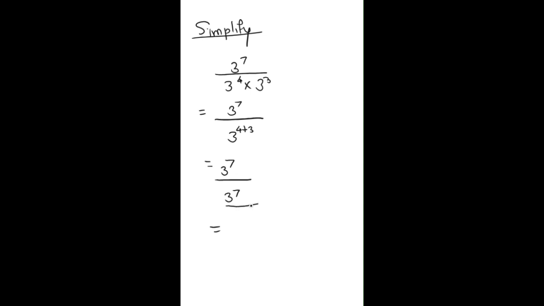Now when this denominator comes into the numerator, its power sign will change, 3 to the power, multiplied by 3 to the power minus 7. Now here if we apply the product rule, 3 to the power 7 minus 7, that means 3 to the power 0. Now any number to the power 0 is 1.